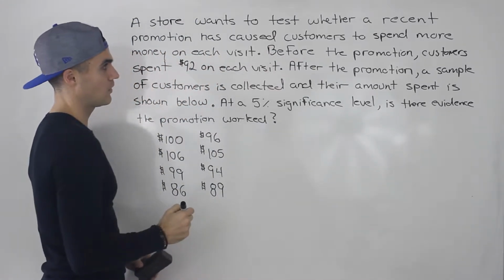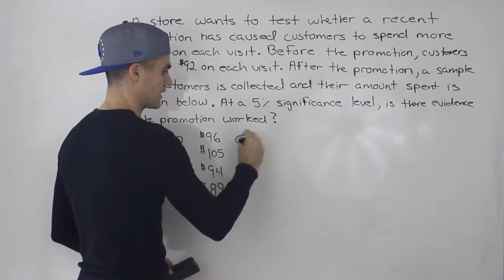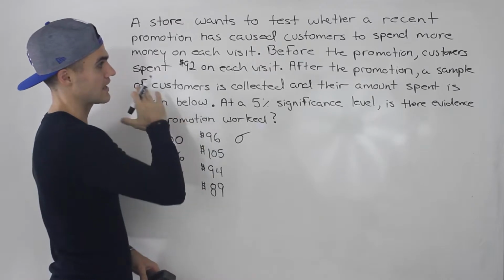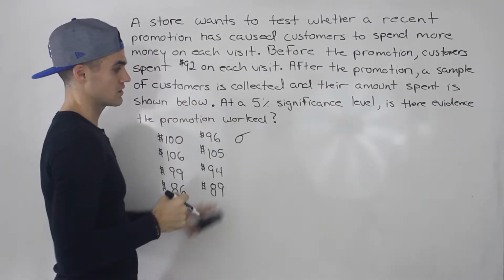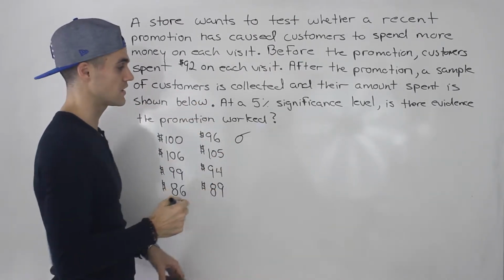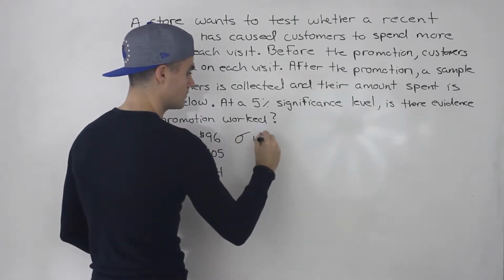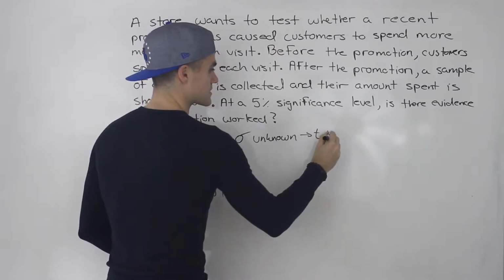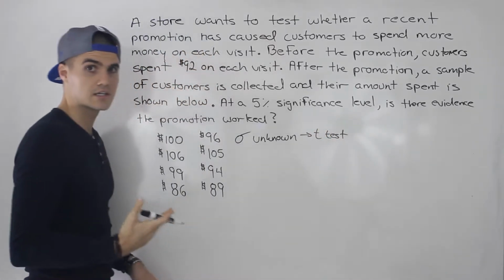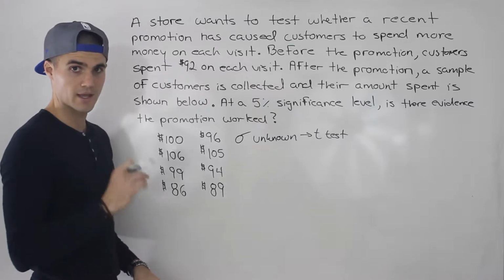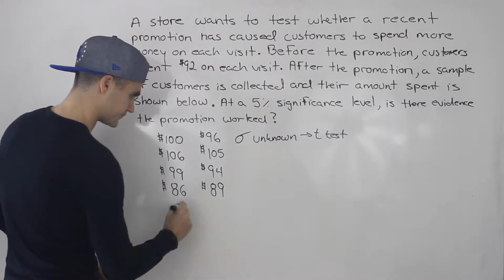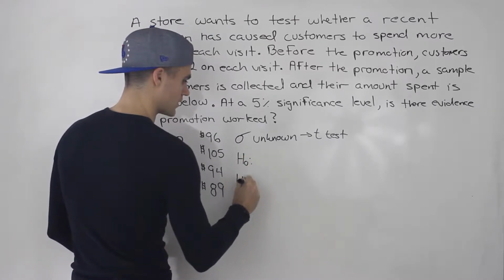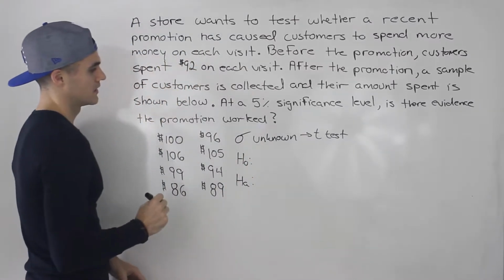first thing I want to look for, like usual, is my population standard deviation known or unknown? And notice that nowhere in the question do they mention the population standard deviation. And so it is unknown. So we know we're going to be doing a t-test. We're going to be using the t distribution. Next thing I want to get is the null. Actually, let's write it here. The null and the alternative hypothesis.